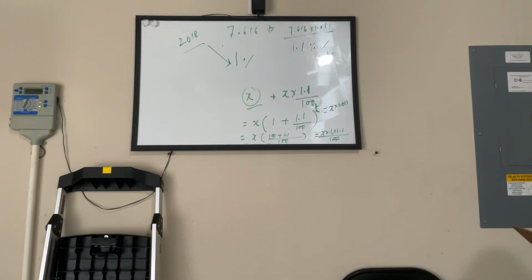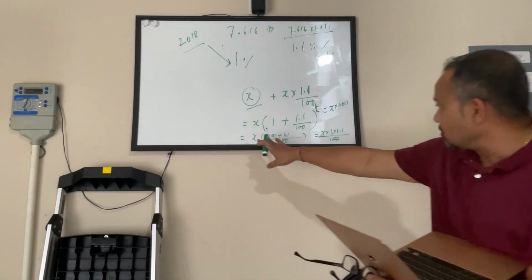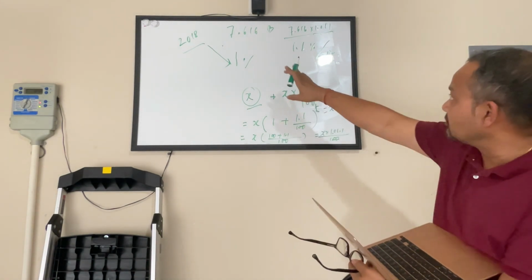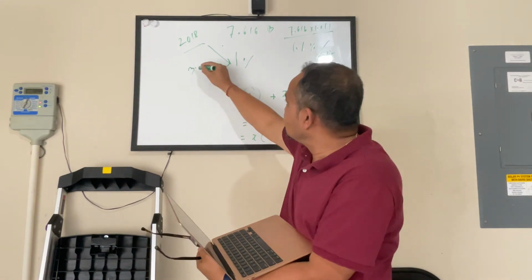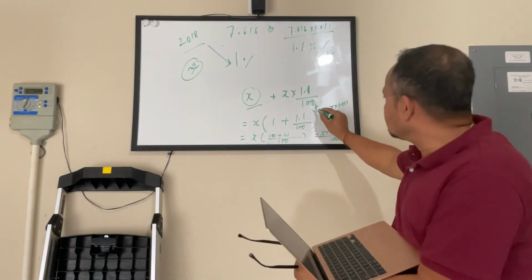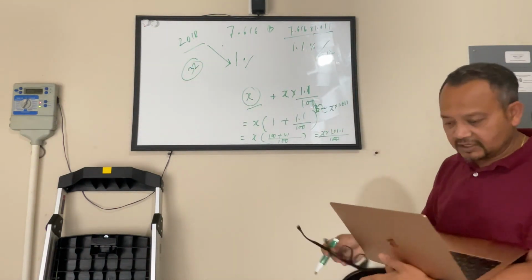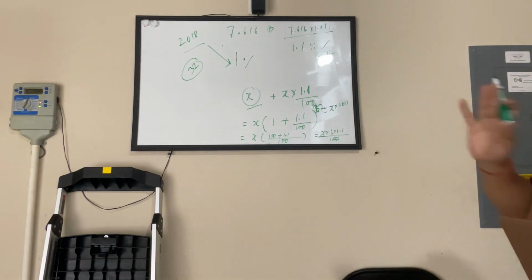B says, what is the predicted population for 2050? So I will use the same formula, right? For 2050, I'll just count the number of years. From here to 2050 is 32 years. This t will be 32. Good that it's only asking us to write the formula.